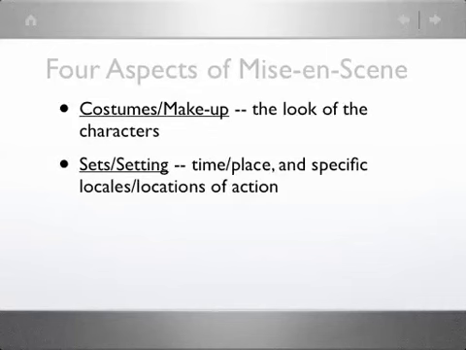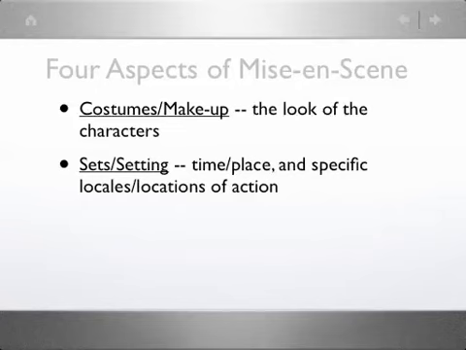The sets and setting of the movie. Now, every movie has a particular time and place in which it takes place. There may be a variety of different places in which a film takes place, but usually there is a fairly unified time frame. You know, a film takes place in the 1800s or a particular period of the 1800s or earlier, historical periods or present day periods. This can be an aspect of costumes and makeup as well.